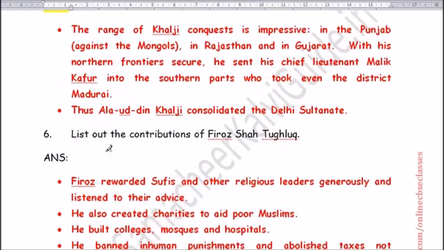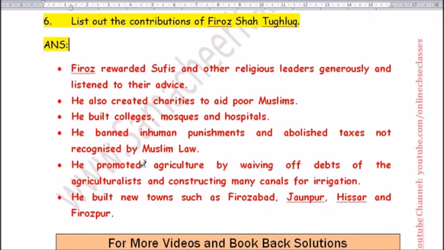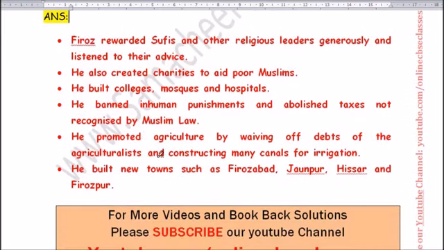Question number 6. List out the contributions of Firoz Shah Tughlaq. Firoz rewarded Sufis and other religious leaders generously and listened to their advice. He also created charities to aid poor Muslims. He built colleges, mosques and hospitals.